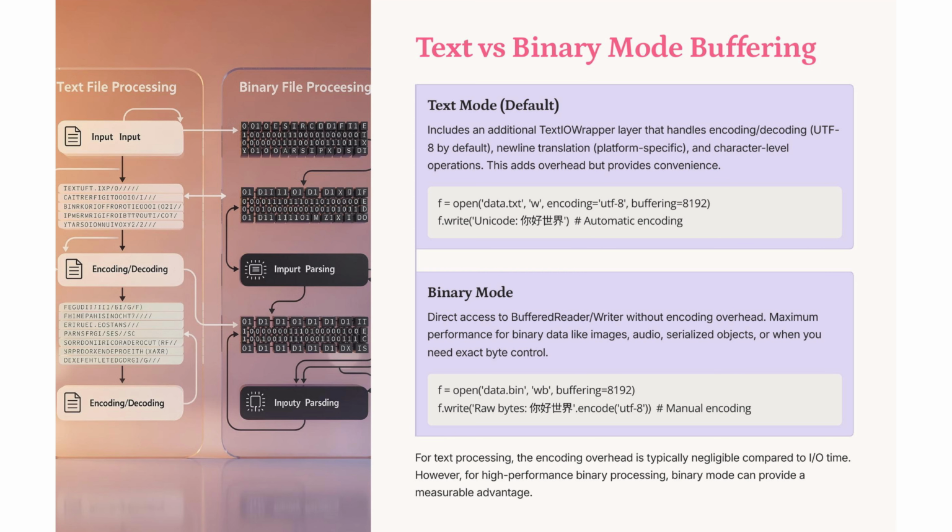Text mode buffering involves a text I/O wrapper layer for encoding, newline translation, and character operations, adding overhead but offering convenience. In contrast, binary mode provides direct access to buffered reader and writer, maximizing performance for binary data like images or audio. While encoding overhead is minor for text, binary mode excels in high-performance scenarios, requiring precise byte control.